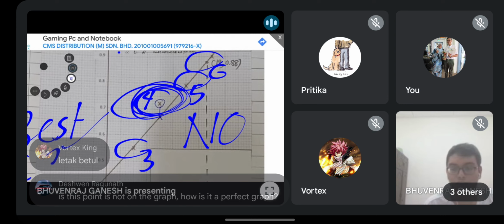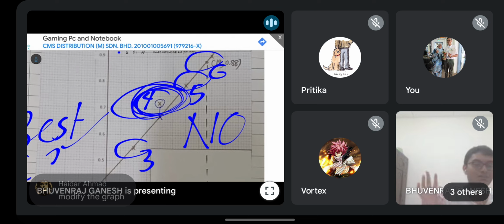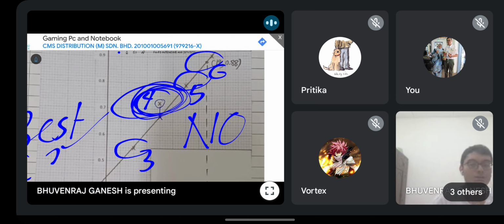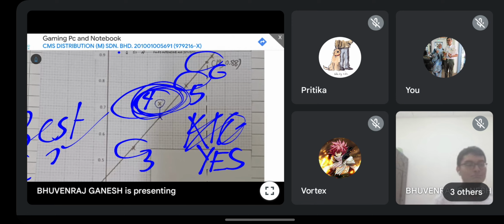Is this point not on the graph? Yeah, actually I made a mistake. It's not a perfect graph actually. I didn't see it. Don't modify the graph. You must modify the point. These are not perfect graphs, guys. Sorry, I couldn't see this one just now. So it's basically a line of best fit lah. This one's supposed to be yes. It is a best fit. Sorry, yeah. Just now I made a mistake already.